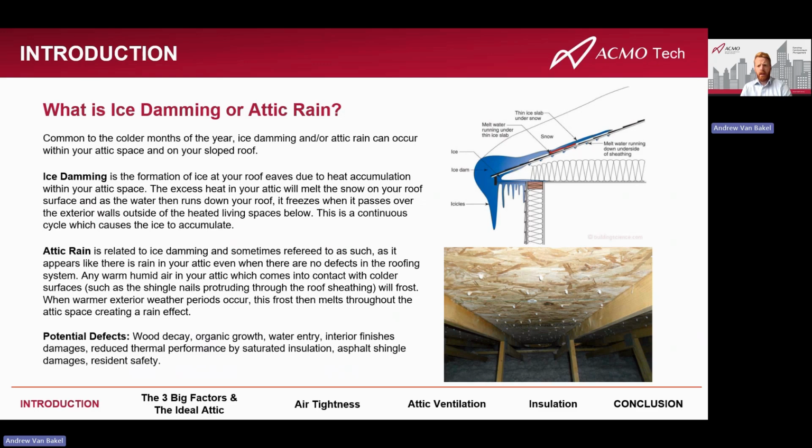Attic rain, on the other hand, is more about moisture inside the attic. When you get that air leakage or heat inside your attic space, that warm air, which holds a lot more moisture than cold air, comes into contact with colder surfaces such as the nails or fasteners going through the shingles on the underside of the sheathing, or even truss members or the sheathing itself, and it could frost because that water is condensing out. And then in the springtime, when everything melts, it gives the appearance of rain or moisture inside your attic.